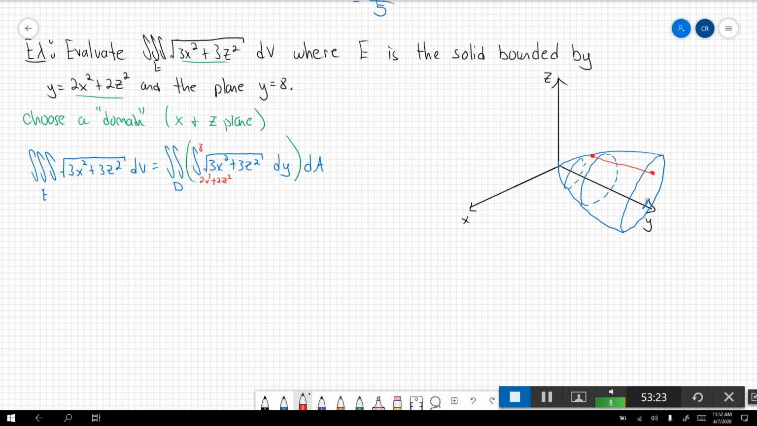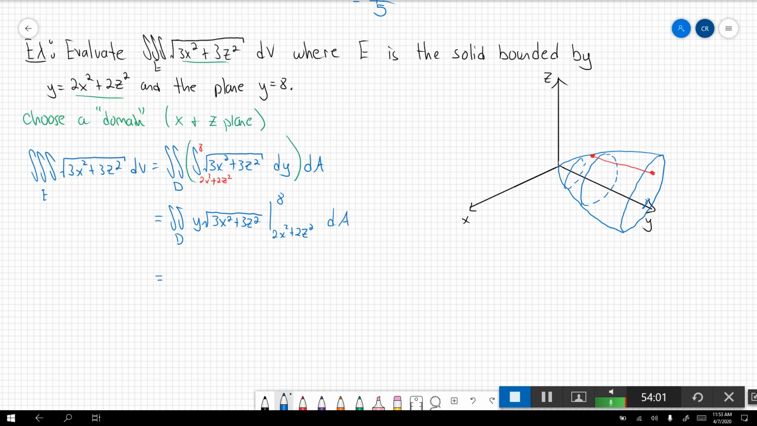And the reason I want to do this is because my domain looks like it has a circular domain, does it not? Yeah, it kind of does. So because it has this circular domain, I want to evaluate this innermost integral first, and that is going to lead me into what I should be using to evaluate my double integral on the outside. This goes from 2x squared plus 2z squared all the way to 8, and that's going to be just dA.